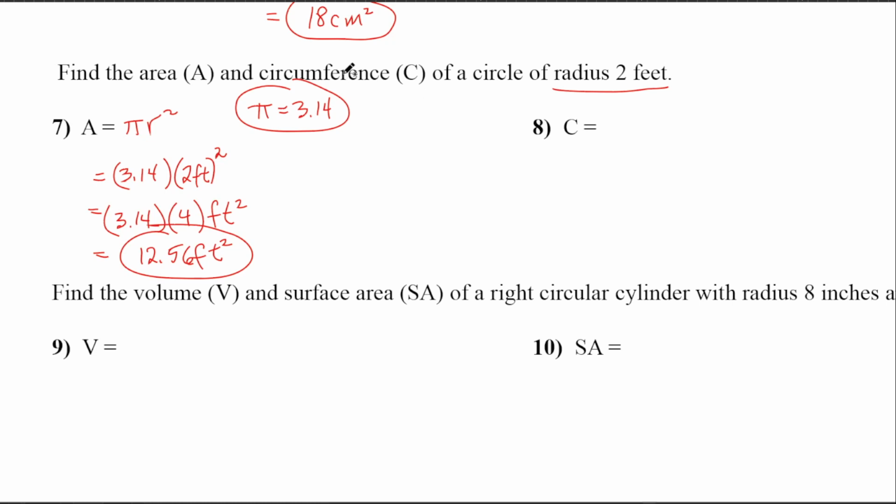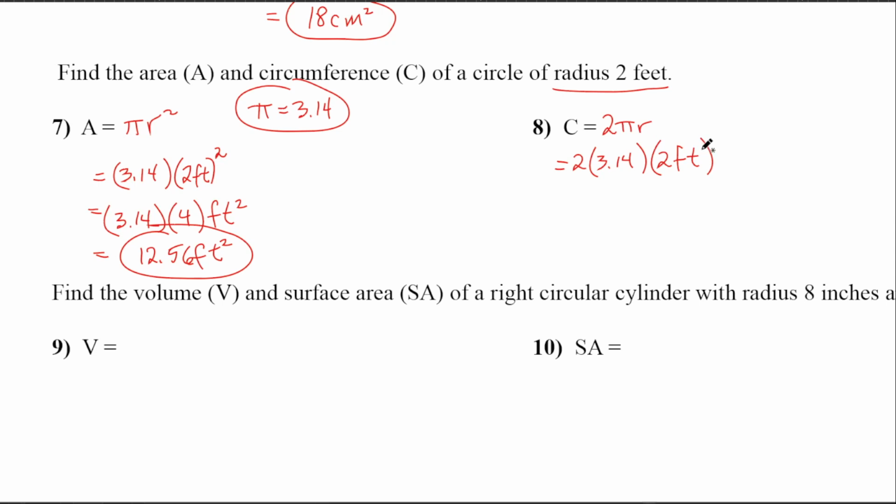Let's do circumference of a circle. Well, circumference of a circle is 2 pi r. You don't even have to memorize it. I'm taking it super easy on you. You can look at your list of formulas, see circumference of a circle, write it down, 2 pi r. So let's plug some stuff in. So it's 2 times 3.14 times the radius, which is 2 feet.